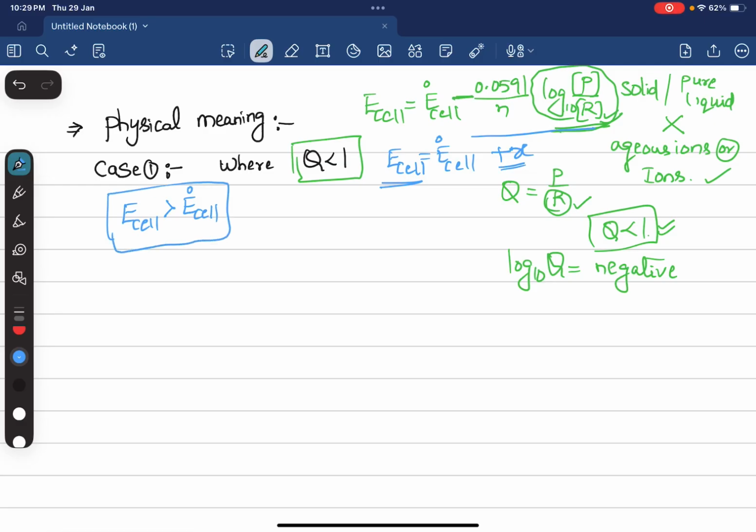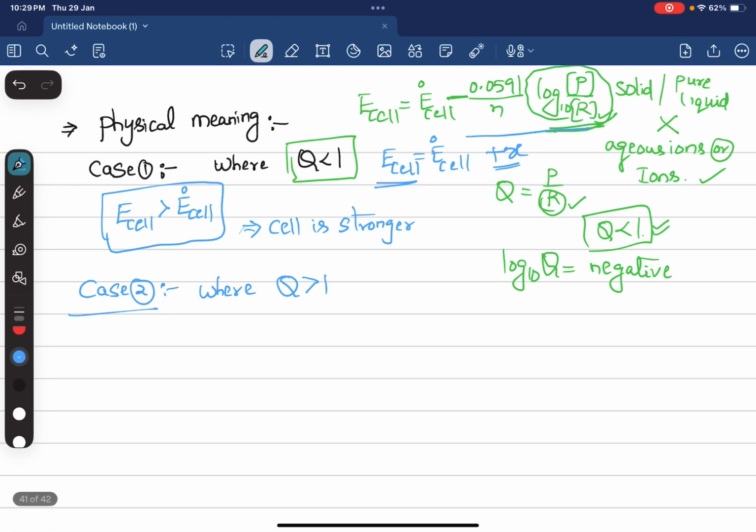Coming to this, we can tell that the cell is stronger. So case 2, where we get the opposite, where Q is greater than 1. If Q is greater than 1, what is the result, students? Same thing, E cell equals E naught cell minus 0.0591 by n log based on products by reactants.